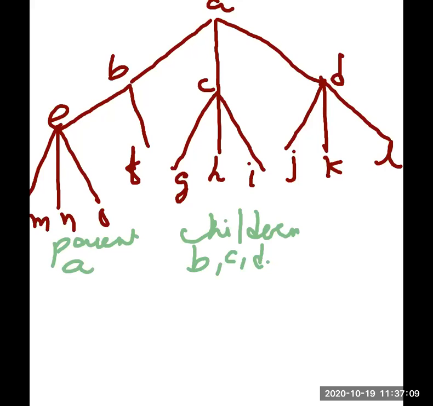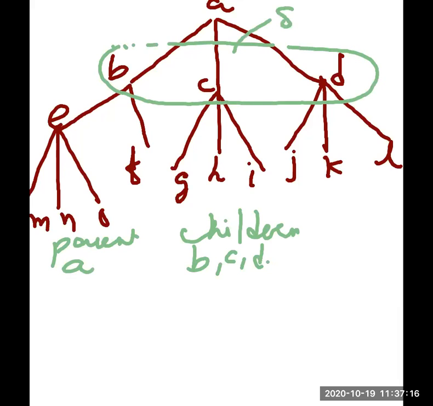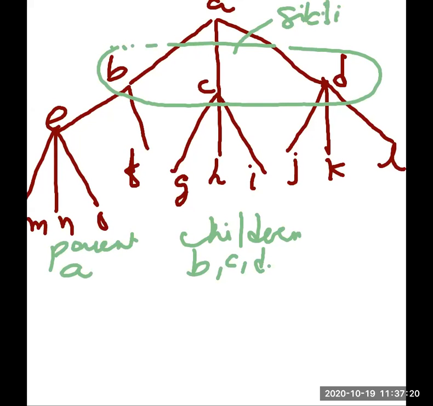Now, B, C, and D, I am circling them, are called siblings. So vertices which are at the same level and have a common parent are called siblings. Similarly, E and F are siblings, G, H, I are siblings, J, K, L are siblings, M, N, O are siblings. So the vertices with the same parent are called siblings.